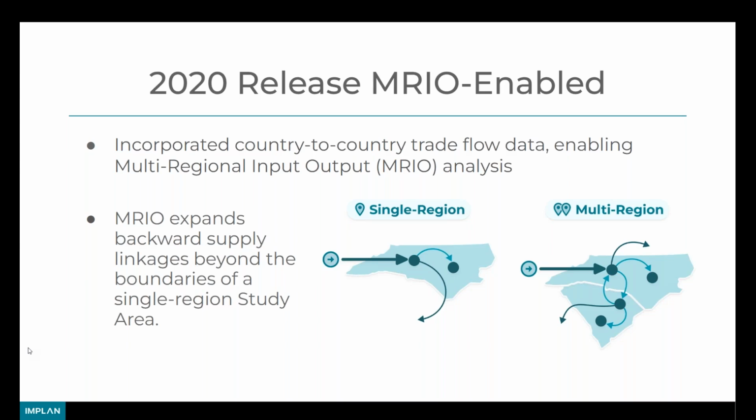MRIO analysis expands the backward supply linkages beyond the boundaries of a single region. By incorporating inter-country commodity trade data, an analyst can now quantify the demand changes across many countries that stem from a change in production or a change in income in another country. This powerful analytical method allows analysts to go beyond a single study region, measuring the economic interdependence of countries.